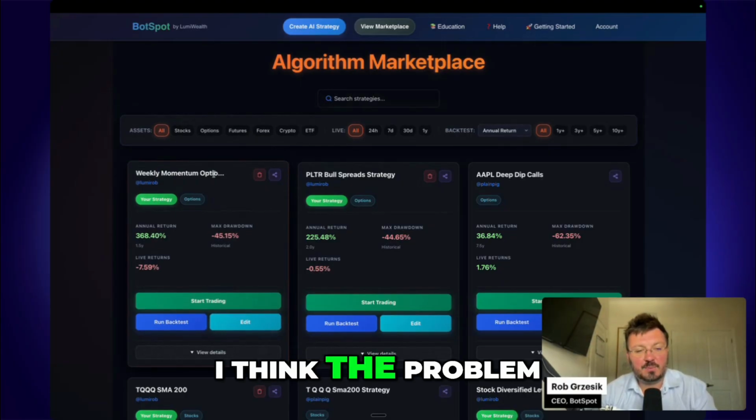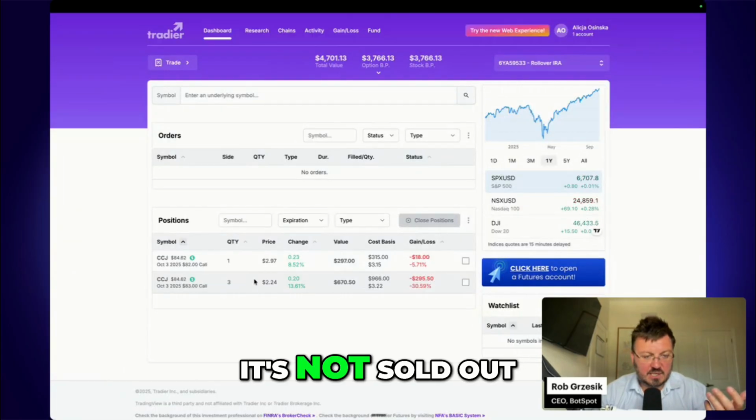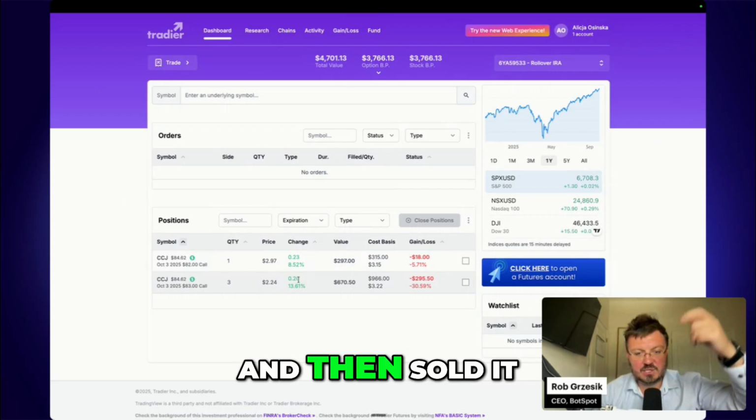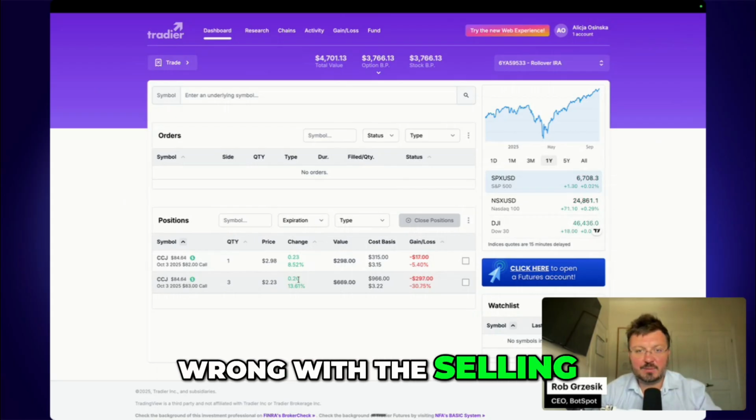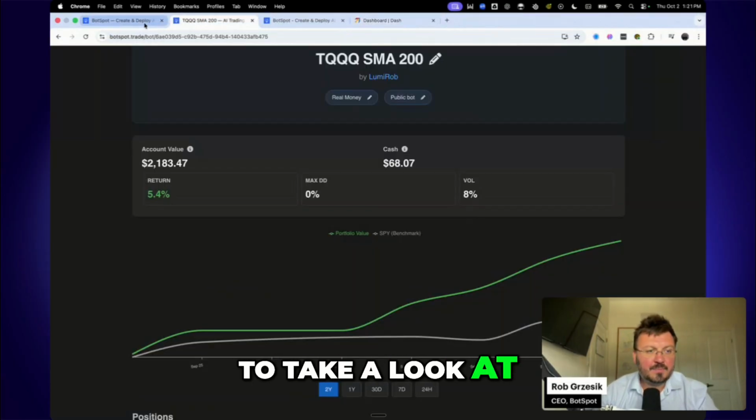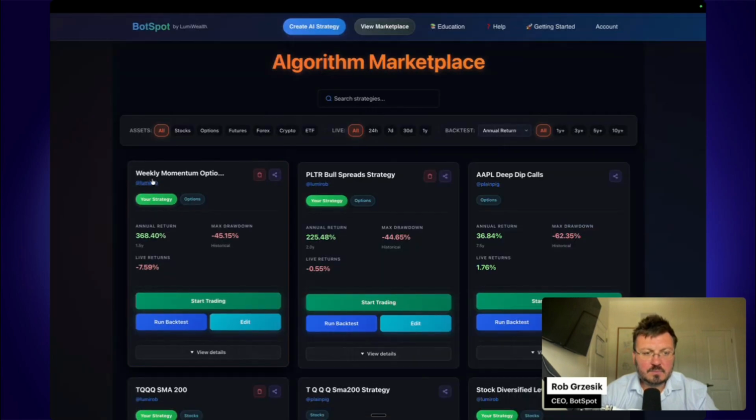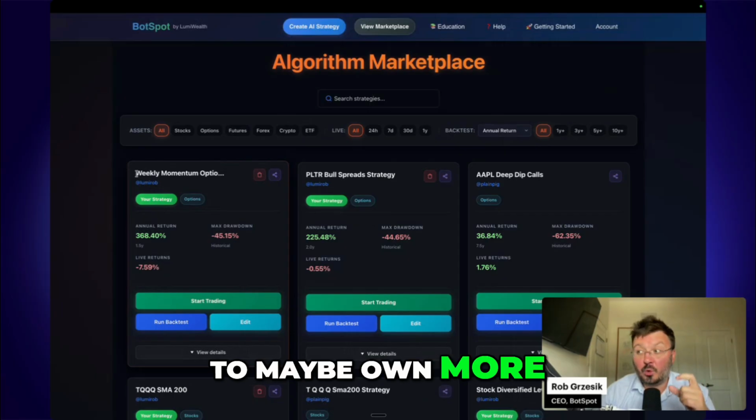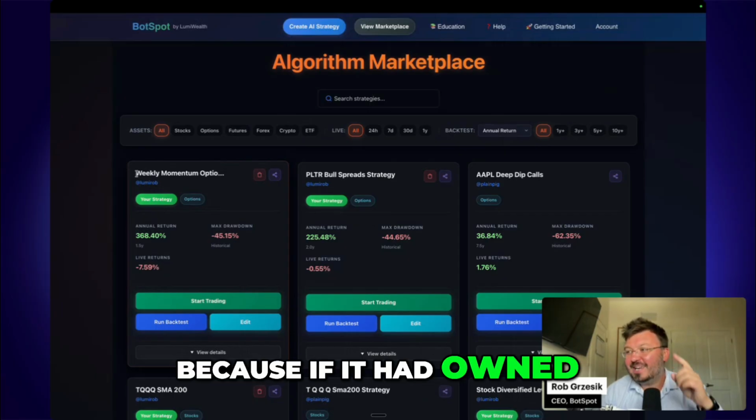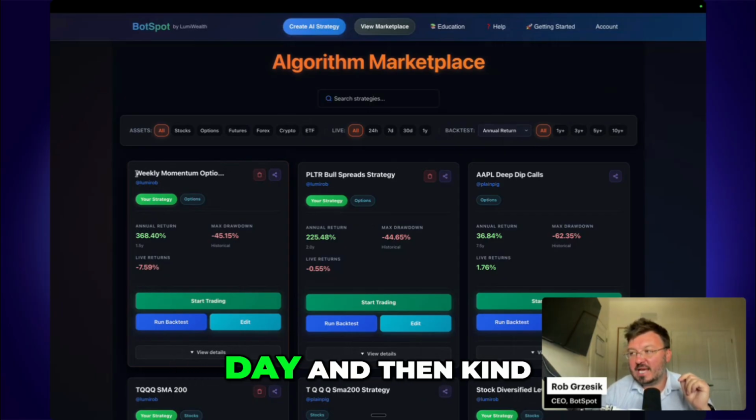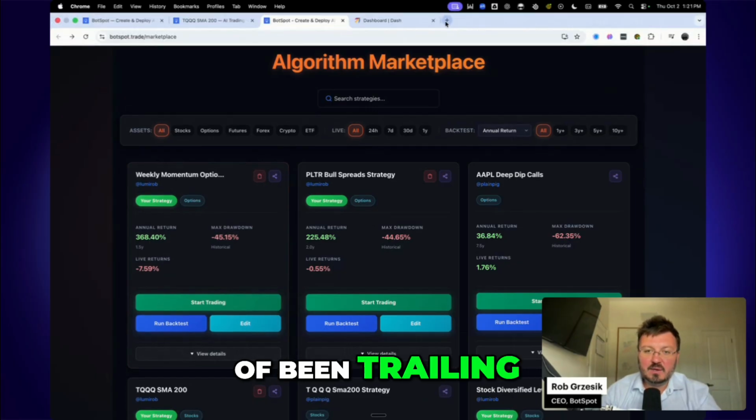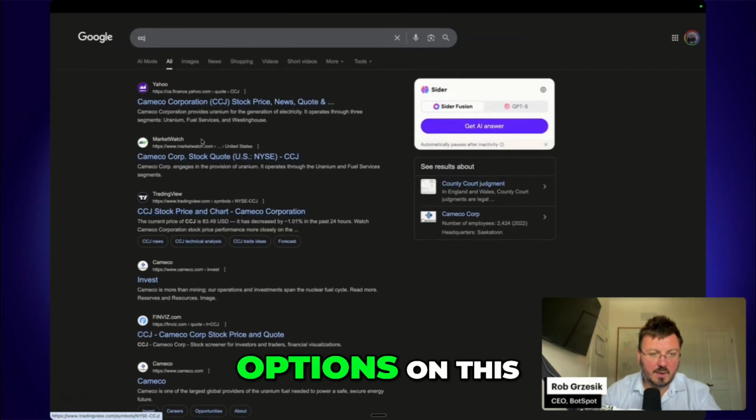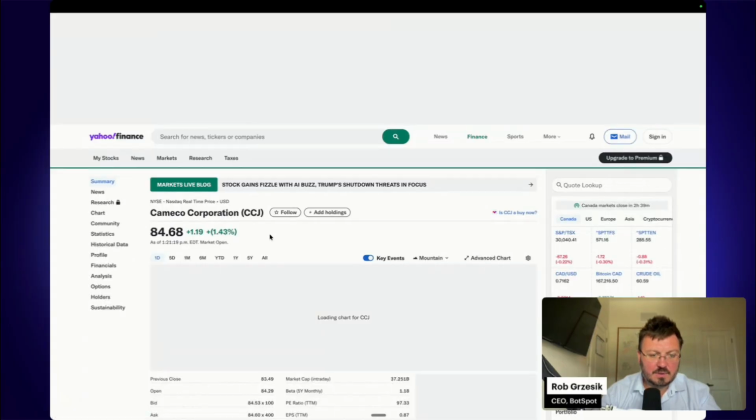First of all, I think the problem is that it's not sold out after a week. It's supposed to have bought something that expired 3 weeks out, held it for a week, and then sold it. I think there's something wrong with the selling mechanism that we need to take a look at. Also, I'm thinking maybe we could change the strategy a little bit to own more than one. Because if it only owned CCJ, which had a really good first day and then has been trailing... This is our CCJ. This is the stock, and we own the options on this. Let's take a look at this.